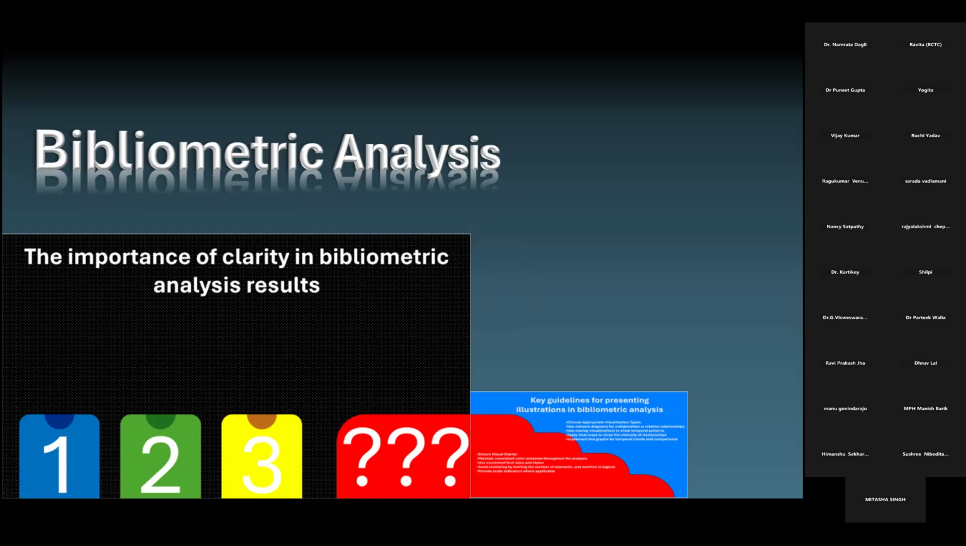Bibliometric analysis results are very different than other studies. It is really important to mention everything clearly in your results section. What makes it different is that it includes different kinds of beautiful graphs, but those graphs are a bit of a puzzle to figure out.